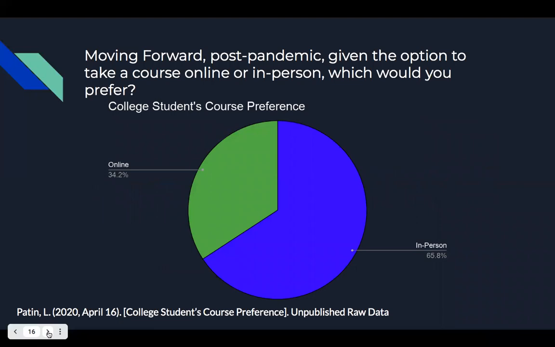In this next graph, we took a survey of college students and asked them the question, moving forward post-pandemic, given the option to take a course online or in person, which would you prefer? About 65% of the students asked said they would prefer in person, while the other 35% said that they preferred online.